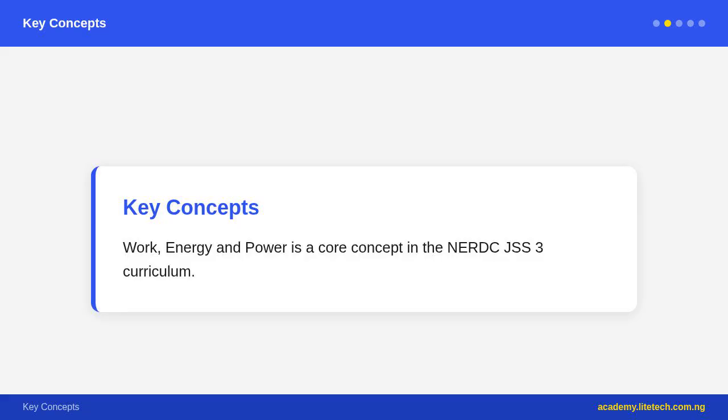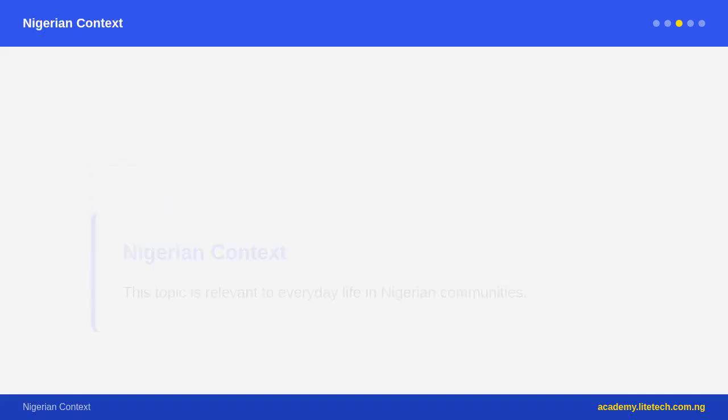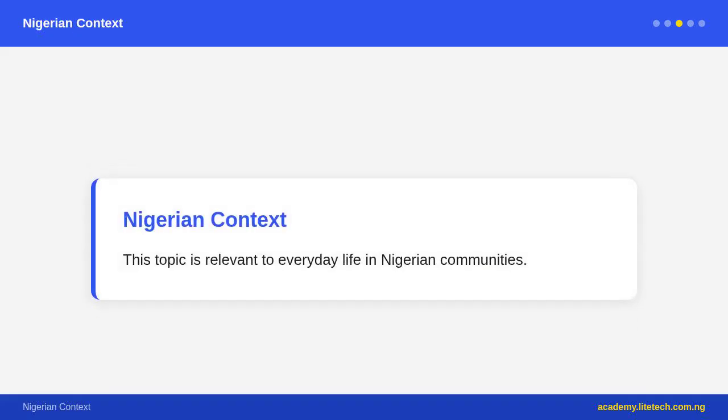Law of conservation of energy. Energy cannot be created or destroyed; it can only be converted from one form to another. The total energy in a closed system remains constant. Example: when a ball falls, gravitational potential energy is converted to kinetic energy. When a kettle boils, electrical energy is converted to thermal energy.